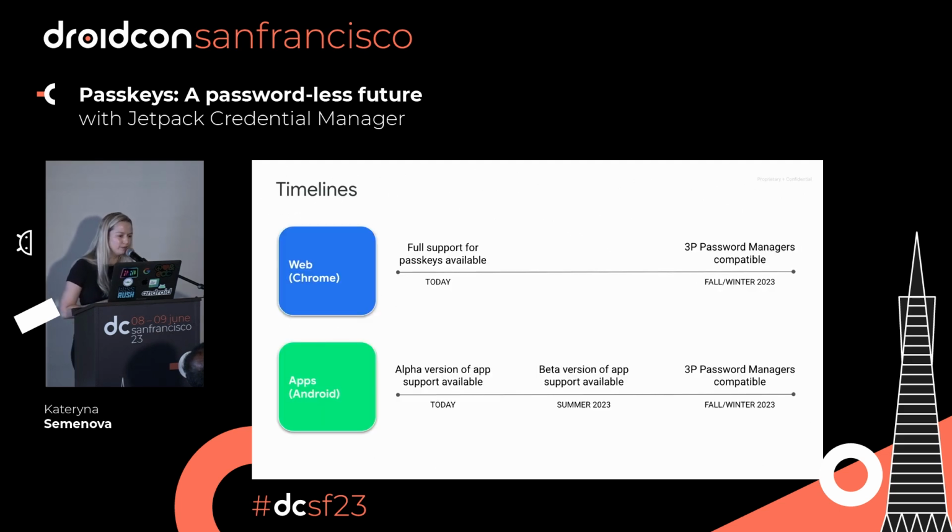So what we have today, right now, passkeys are already supported on Chrome. It has full support, and third-party Password Manager compatibility comes later this year. For Android, we have an alpha version of Credential Manager's API already available for you, and beta is coming in just a few weeks. So if you start integrating right now, by the end of your integration, I believe you're going to use the most stable version or even the release version that is coming a few weeks after the beta version.